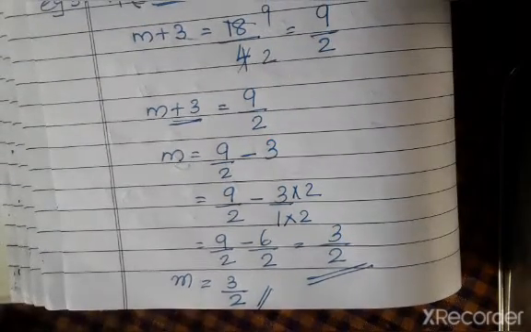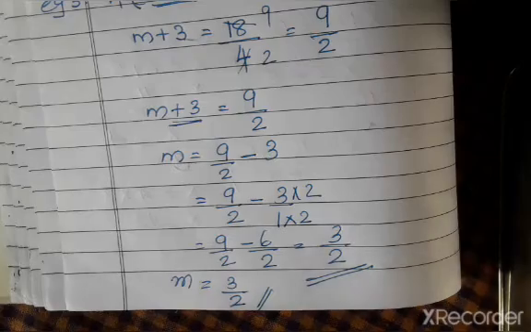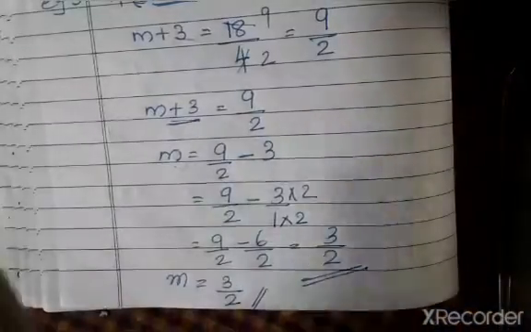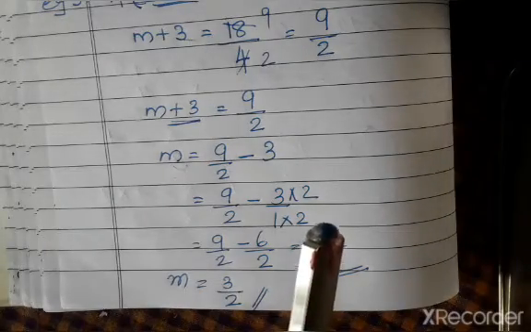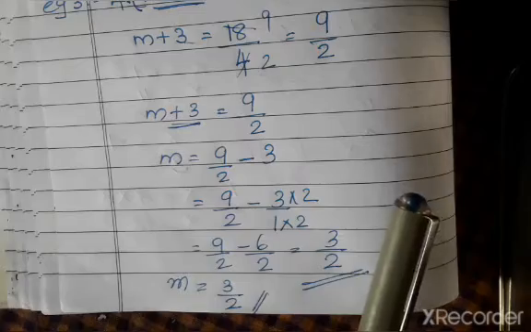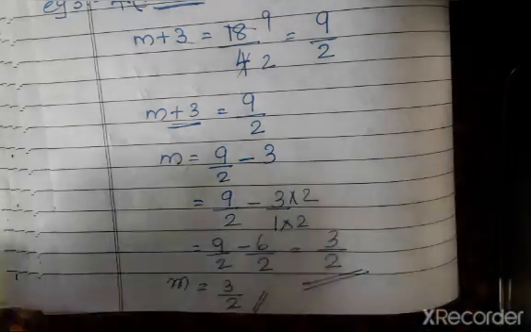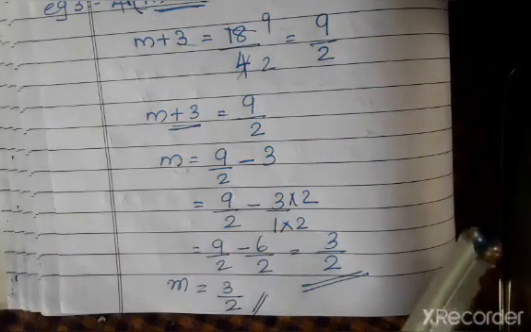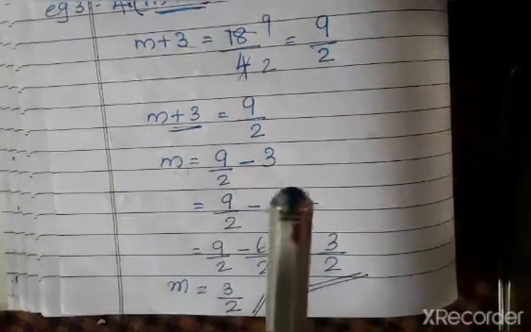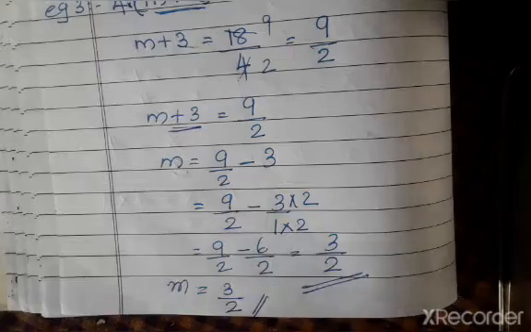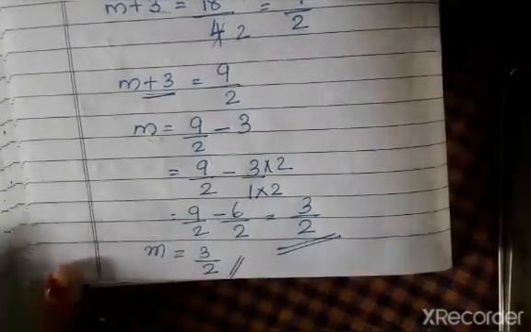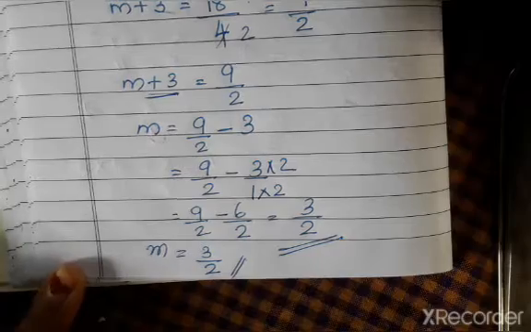Children, clear? Just always remember, when you are transposing a number from left hand side to right hand side, you have to change the operation. If it is addition, then it will be subtraction on RHS. If it is multiplication, then it will be division on RHS. If it is division on LHS, it will be multiplication on RHS. Only this thing you have to remember. Then it will be easier for you to answer the questions.